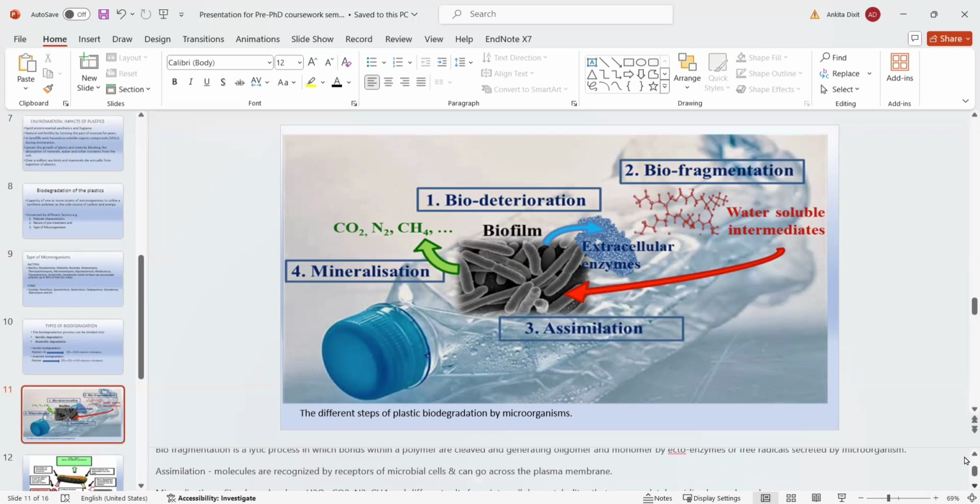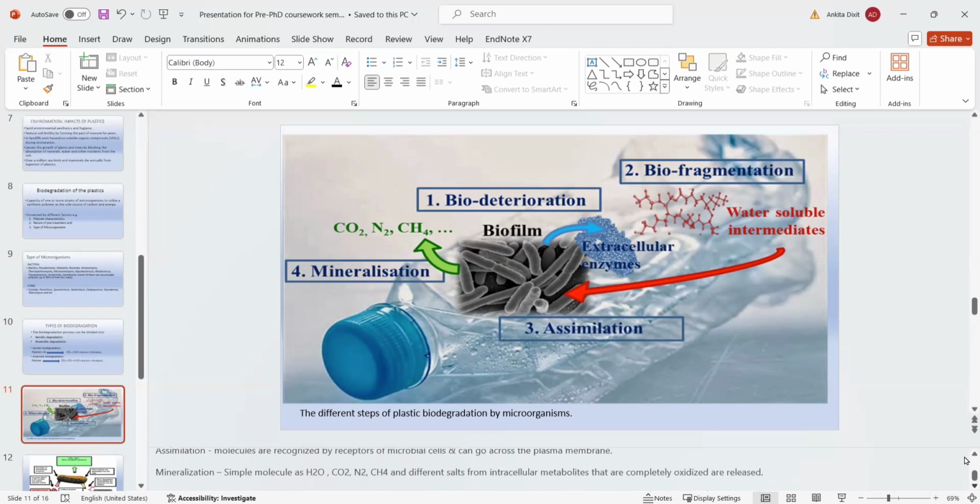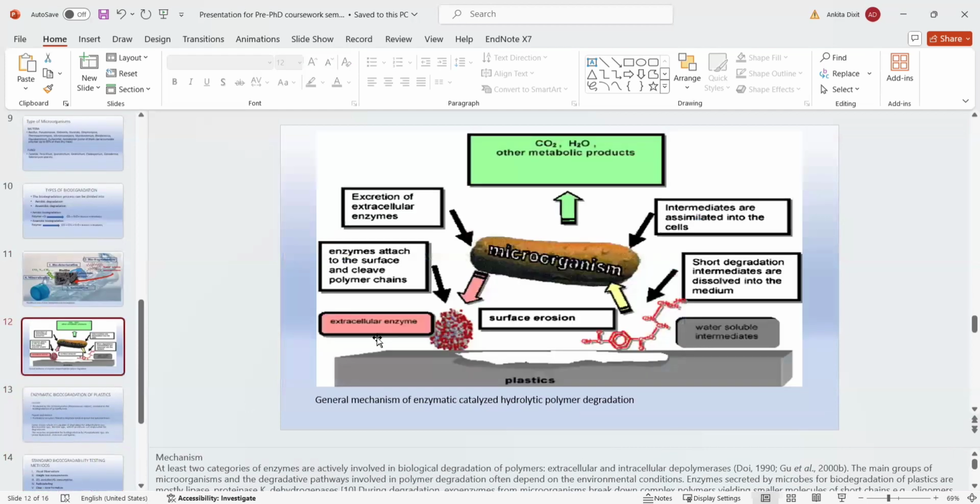Third is assimilation, in which molecules are recognized by receptors of the microbial cell and can go across the plasma membrane. And fourth is mineralization. Mineralization is where the polymer is converted into simple molecules such as carbon dioxide, water, nitrogen, and methane, and different salts, and intracellular metabolites are completely oxidized and released in the process of mineralization. Here are the general mechanisms of enzymatic cleavage of plastic material using microorganisms.